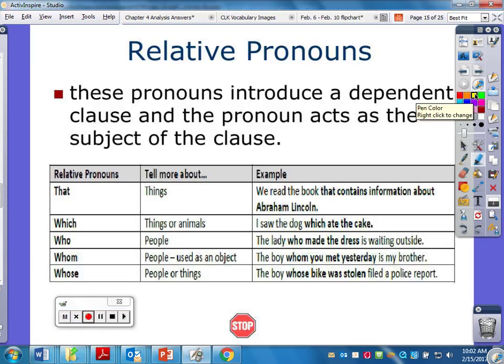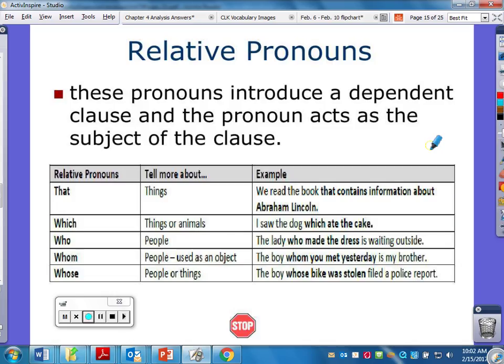So a relative pronoun is a pronoun that introduces a dependent clause, and that pronoun then will act as the subject of the clause. Relative pronouns sound like they are. They relate to a noun or a pronoun that's already in the sentence.